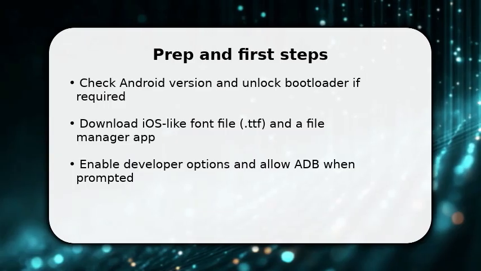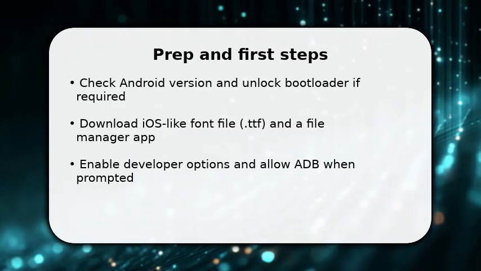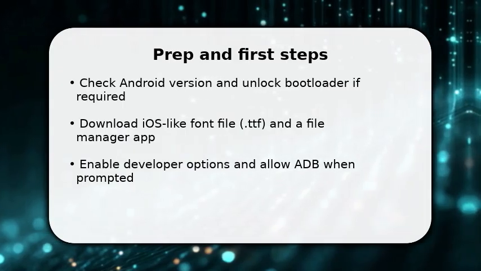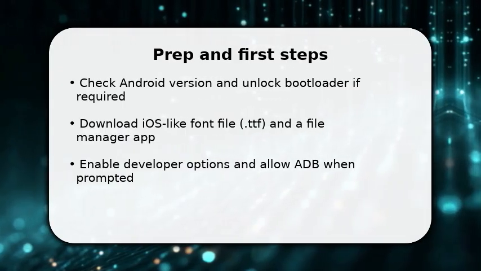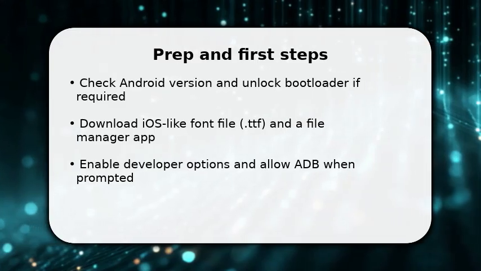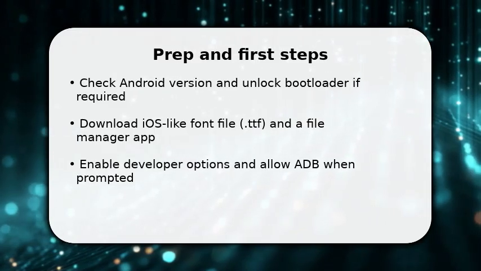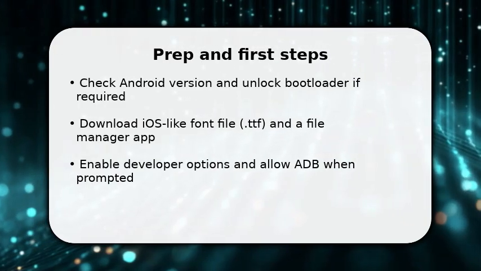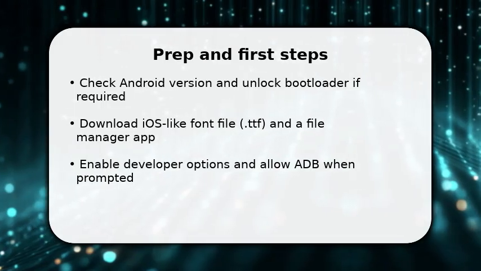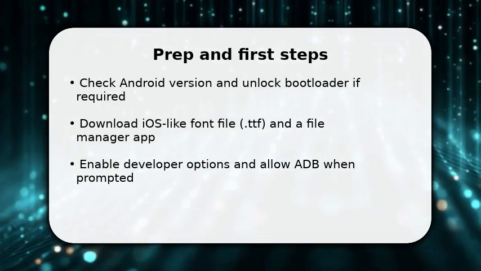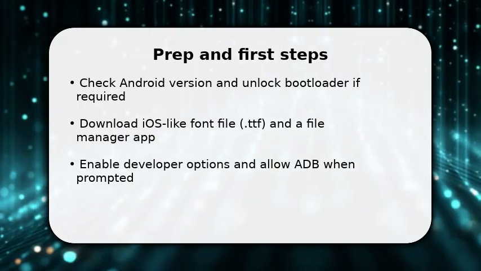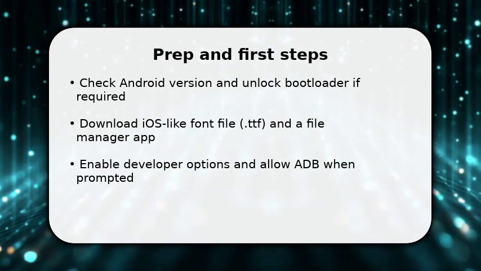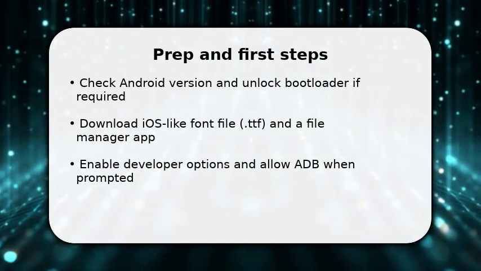You start by confirming your Android version and whether your device needs an unlocked bootloader. This determines what tools you can use. Next, obtain a reputable iOS style TTF font and place it in a known folder, and make sure you have a file manager and ADB on your PC. Connect your phone, enable developer options and USB debugging, and allow ADB when prompted. Once connected, you're ready to push or replace font files. This is the first actionable change that alters system typography.